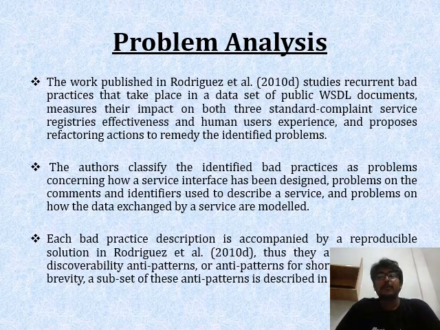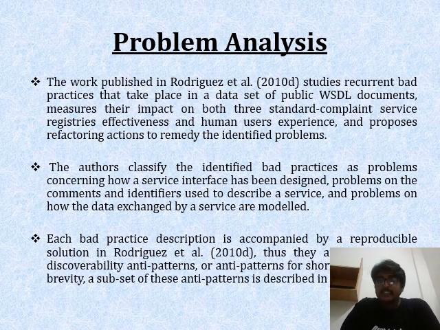When it comes to the problem analysis, the authors classified the identified bad practices as problems concerning how the service interface has been designed, problems in the comments and identifiers used to describe the services, and problems in how the data exchanged by the service are modeled.